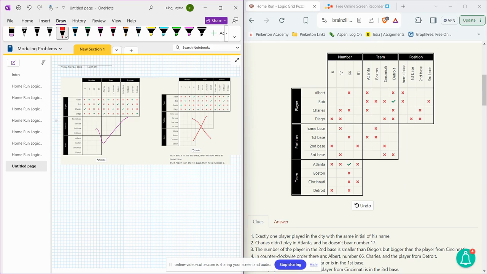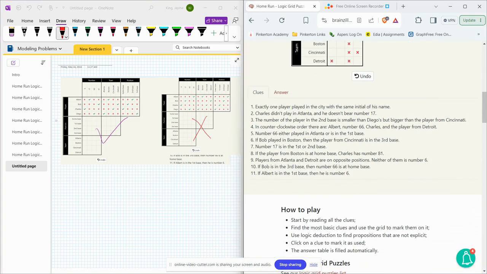Okay. And then additionally, like I said before, a lot of these things I never even used, right? The player from Boston is at home base. The player from Boston was not at home base, and I never even used that clue. I never even used the fact that Charles isn't 81 and therefore. So there are just lots of things in here I didn't use. You ended up with an ambiguous solution.